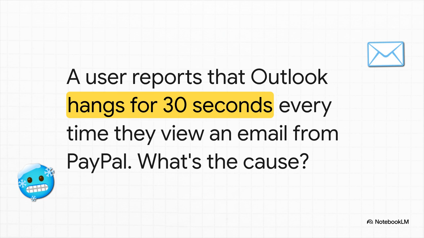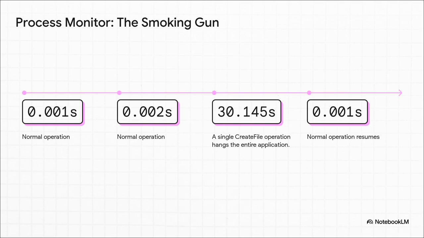So the detective work begins by capturing that freeze with Process Monitor. And when you look at the trace from Process Monitor, something just jumps off the page.